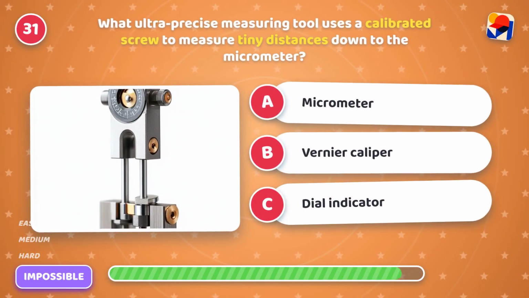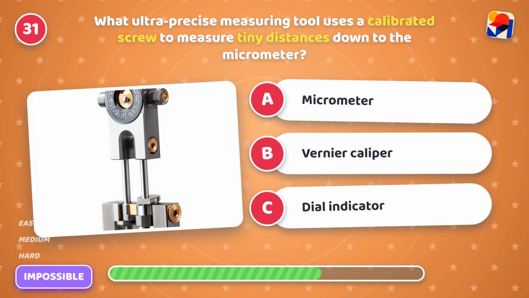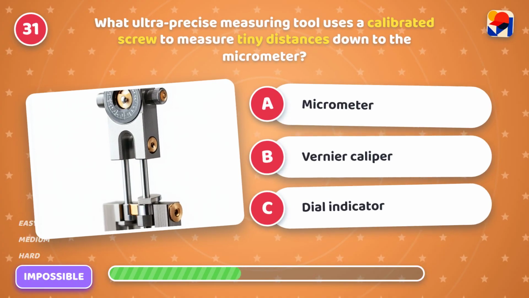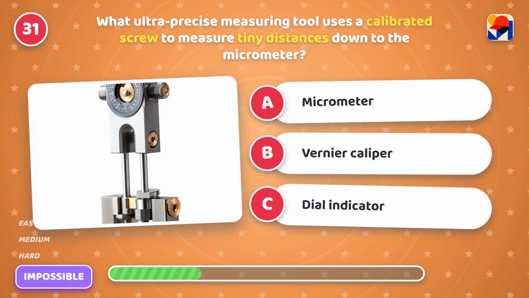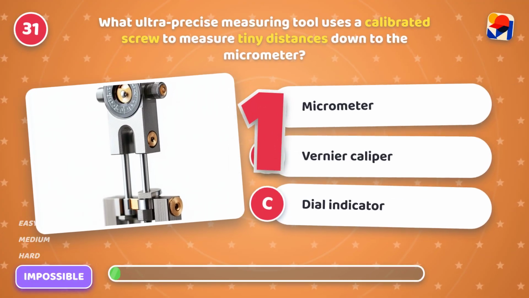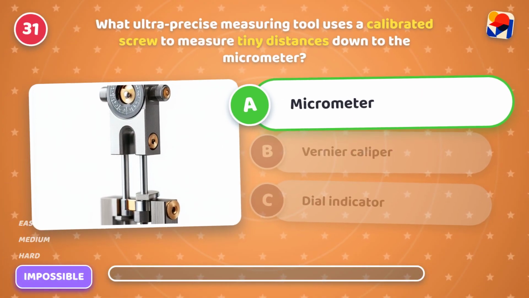What ultra-precise measuring tool uses a calibrated screw to measure tiny distances down to the micrometer? Is it A, micrometer, B, vernier caliper, or C, dial indicator? It's A, micrometer. It measures tiny distances.